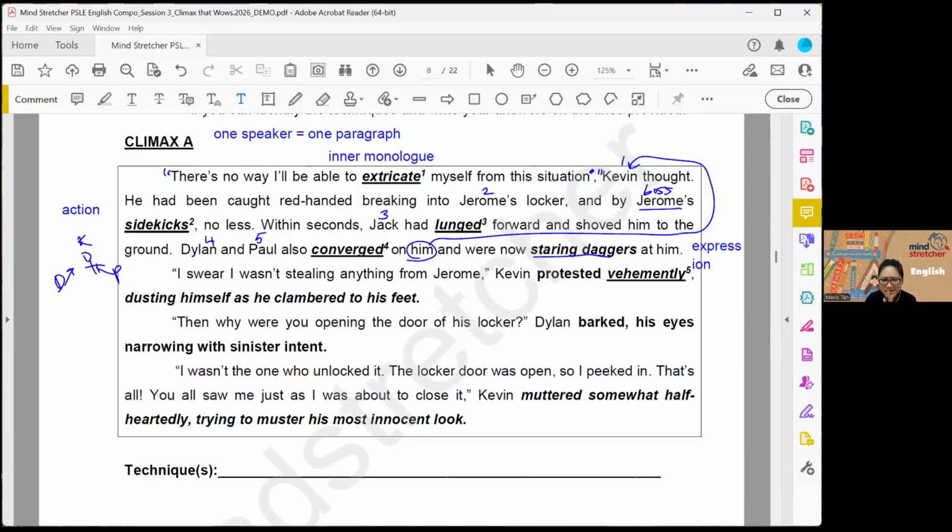"I swear I wasn't stealing anything from Jerome," Kevin protested vehemently, dusting himself as he clambered to his feet.